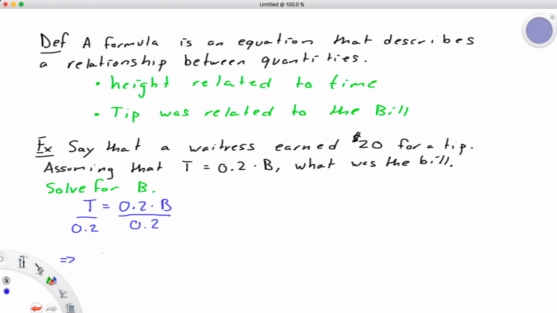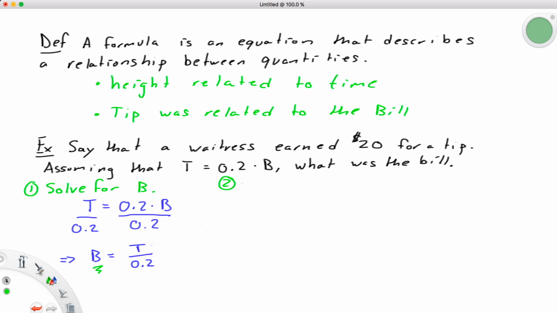And so now we would have b, and I'm just going to flip the order of these so we can write this more explicitly, but we have b is equal to t divided by 0.2. Right, and so now we have this formula for b. It is an explicit formula for b that tells us whatever value we put in for t, so whatever that tip is, we can find the value of the bill if we just divide it by 0.2. Okay? So we can solve for b to get an explicit formula for b, and that's our step one.